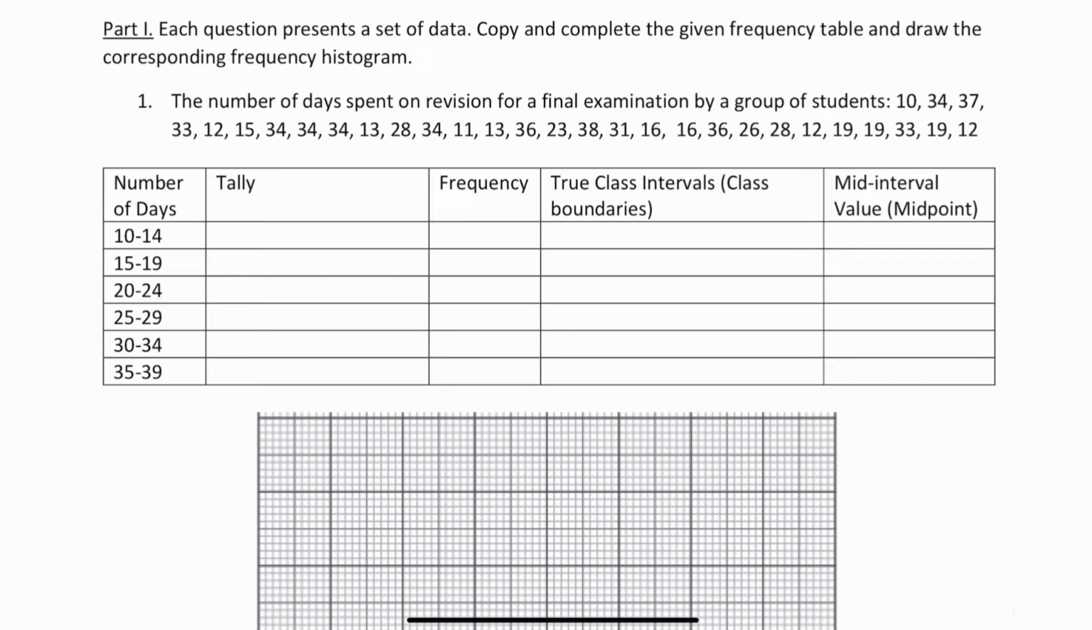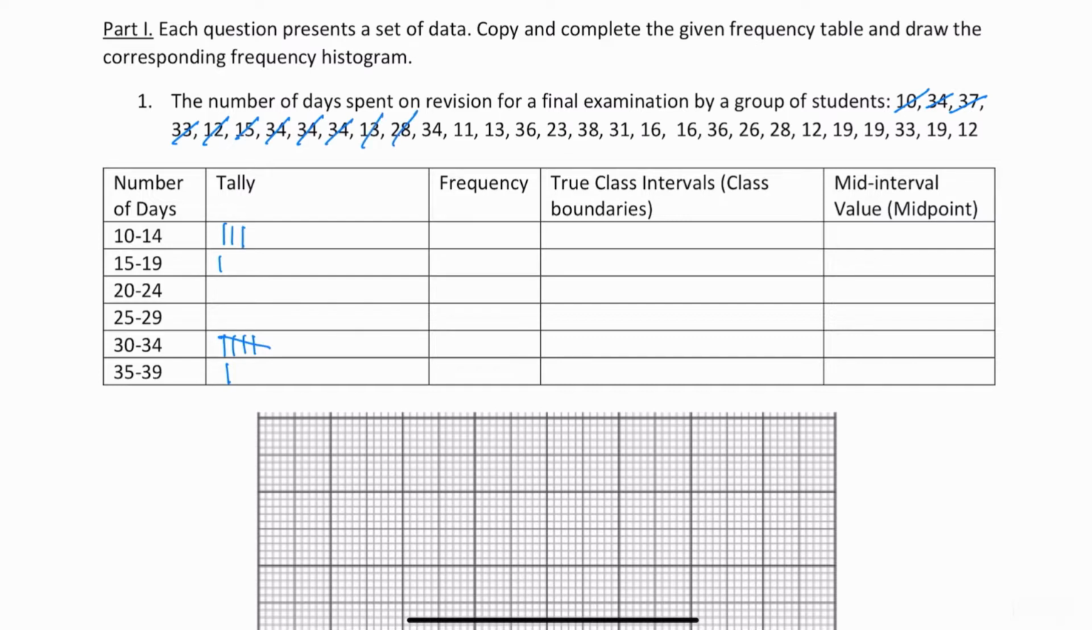As we begin to figure out our frequencies, we are going to create a tally. This is one way to figure out the frequencies. So notice I'm going to start with 10, and I do a tally because that's the group it belongs to. 34 belongs right here. 37 will belong down here. 33, 12, 15, 34, 34, 34 again, so that's 5.